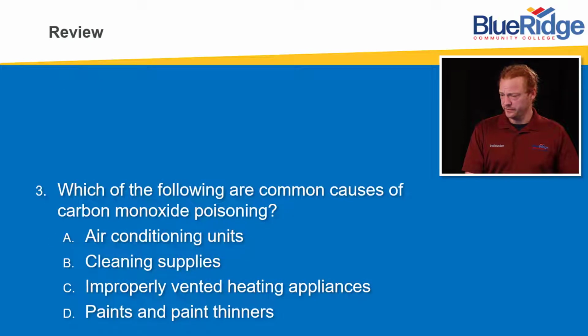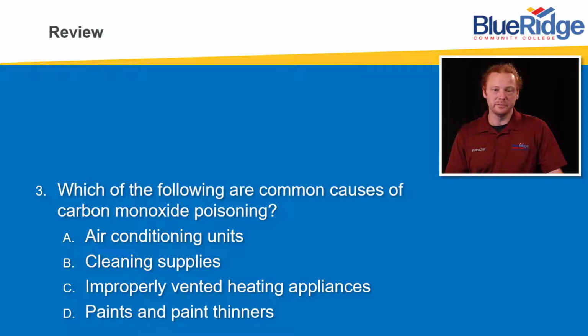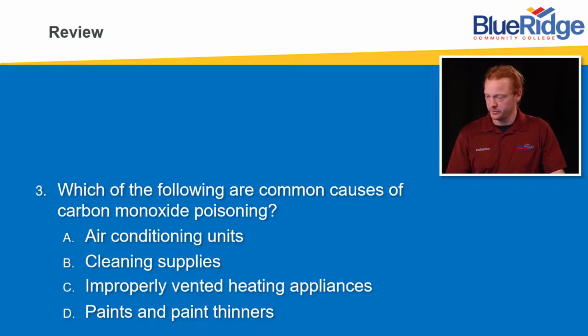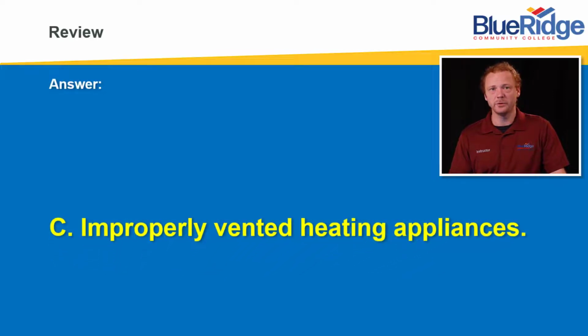Number 3, which of the following are common causes of carbon monoxide poisoning? Is it A, air conditioning units, B, cleaning supplies, C, improperly ventilated heating appliances, or D, paints and paint thinners? The correct answer is going to be C, improperly ventilated heating appliances.